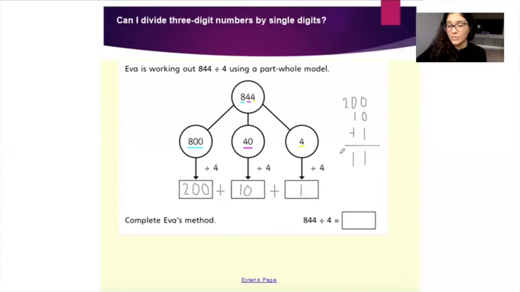2 plus nothing equals 2. So what's our number then? Remember to say it correctly as well. It would be 211. So that's another way of doing 3-digit number division.